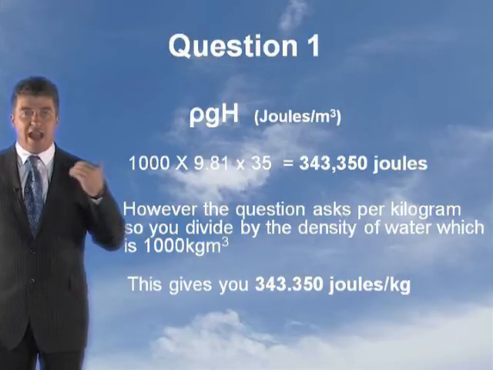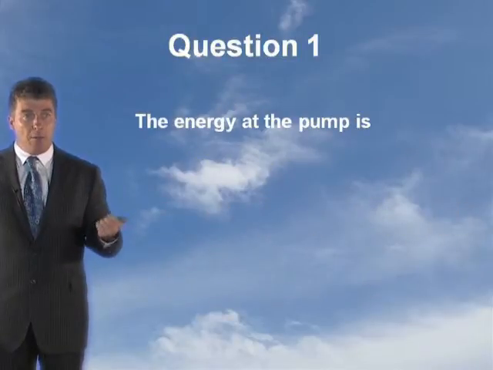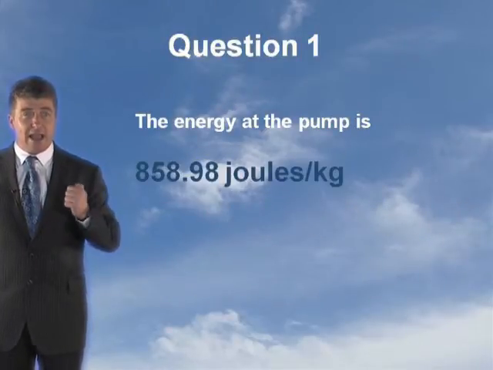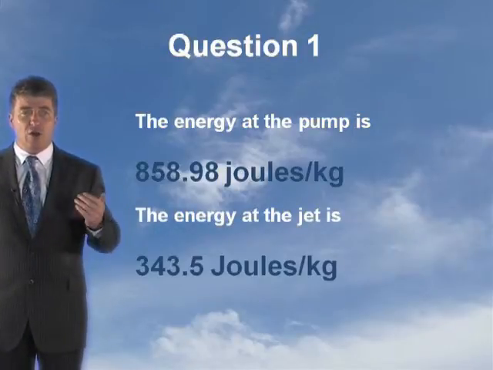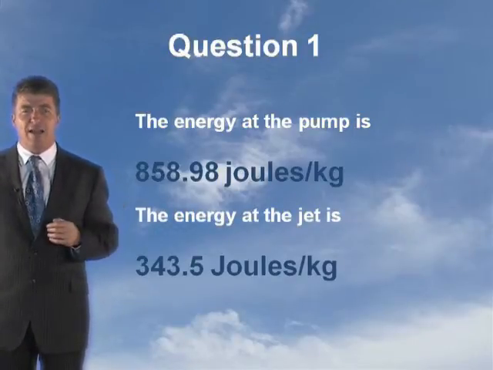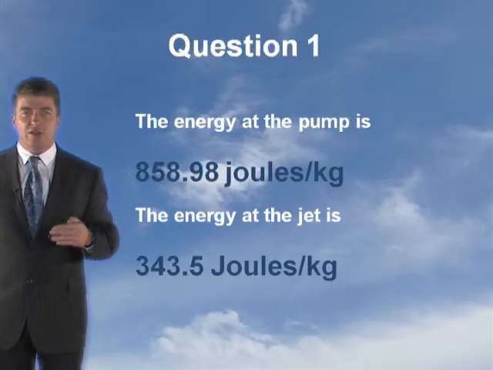Therefore, as you can see, the energies are not the same. At the pump, it's 858.98. At the jet, at the top there, it's approximately 343.5 joules per kilo. You've lost a lot of energy. Why is this energy different?